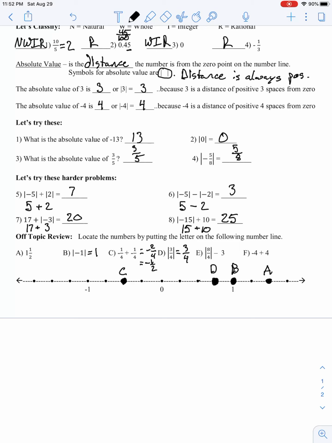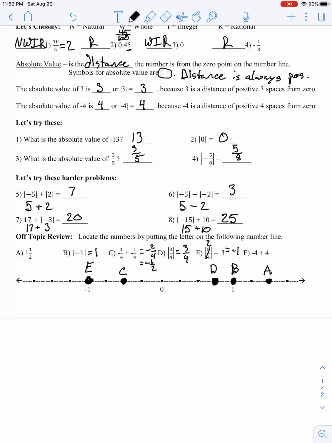All right, in here we've got our fraction inside of our absolute value bars. For E, we have 8/4. So just remember that that is going to reduce down to 2. And if I have 2 and I take away 3 of whatever I have 2 of, we're going to be in the negatives. So that will be negative 1 here. So we're going to find negative 1 on our number line. And that was point E.